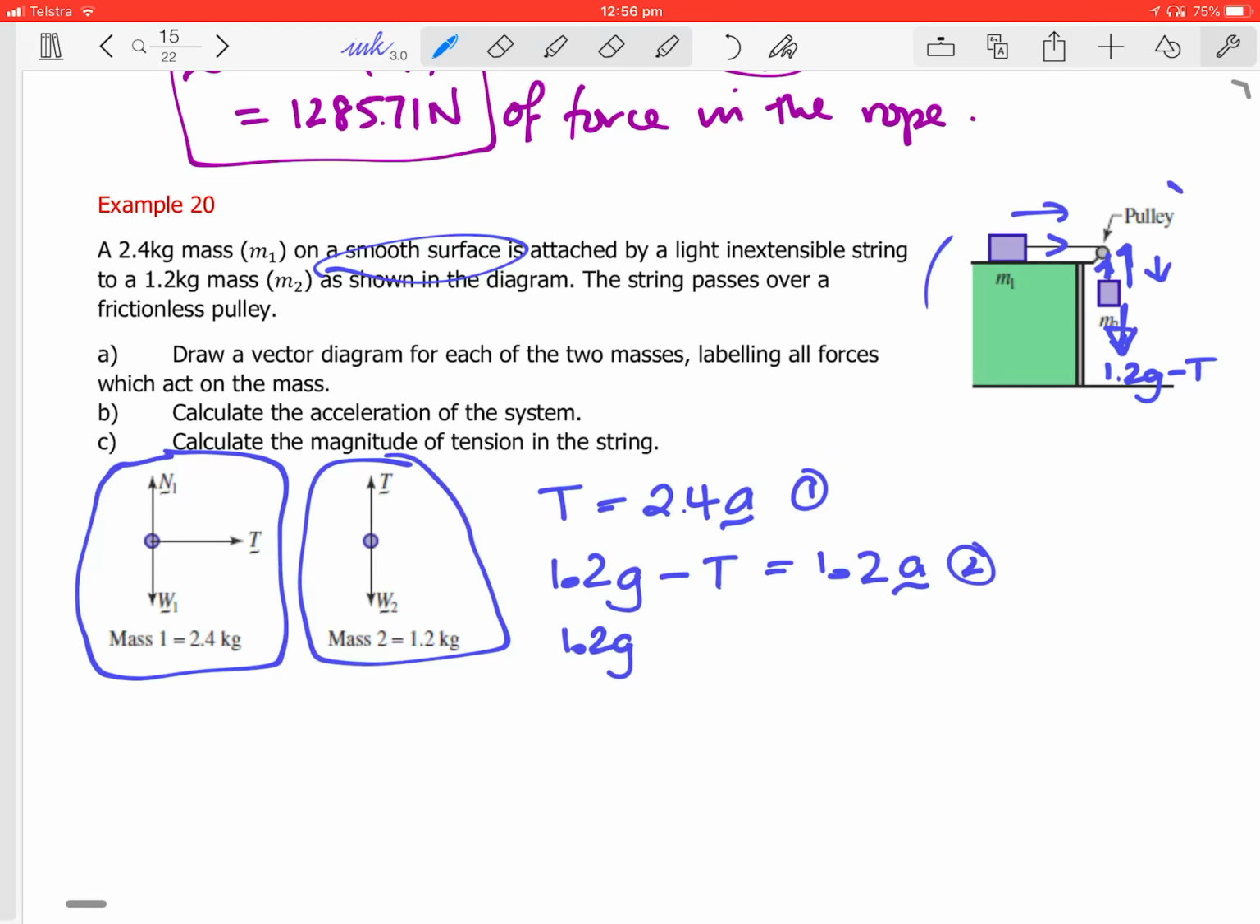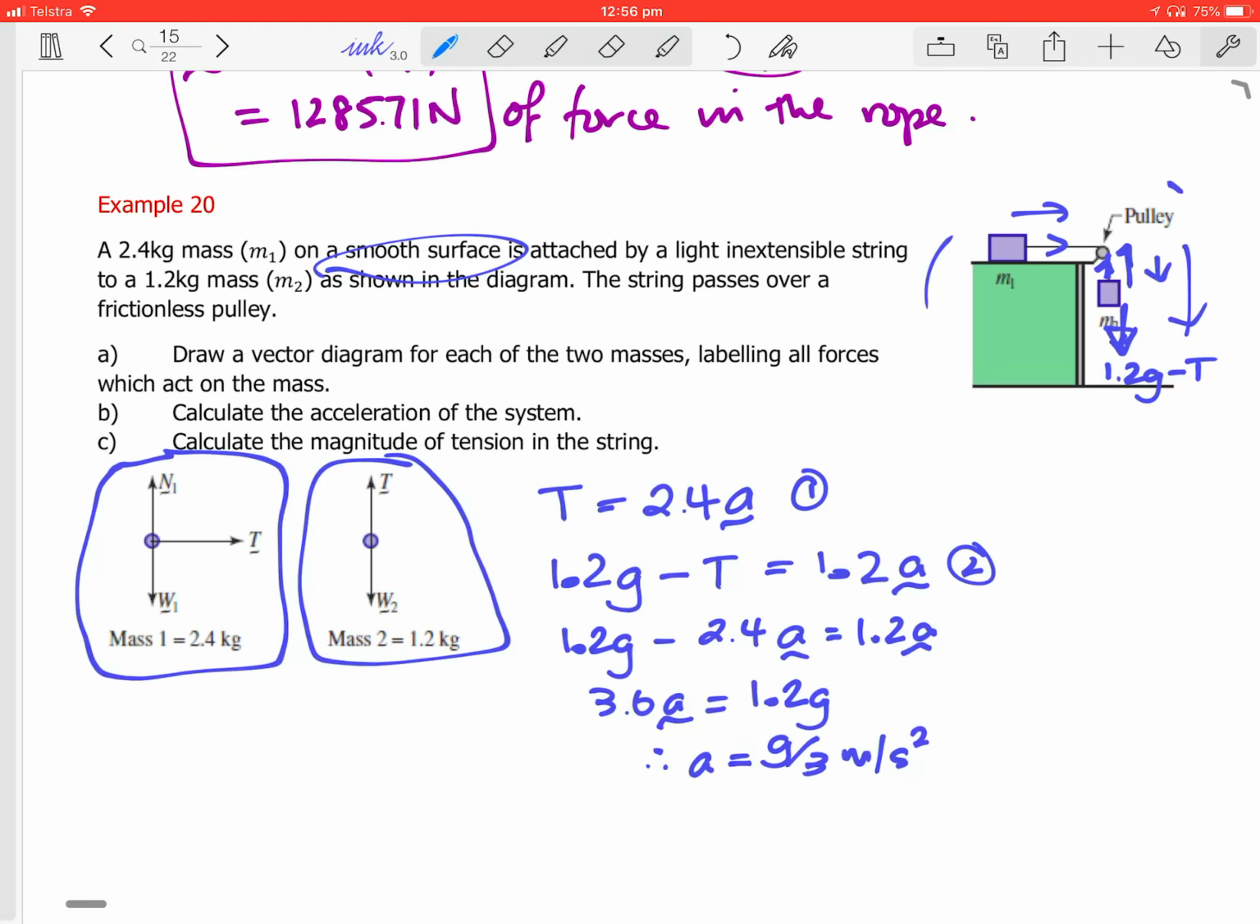Now let's plug that 1 into 2. So you get 1.2g minus 2.4a is equal to 1.2a. So then from there, we can bring our a's to one side. 3.6a is equal to 1.2g. So therefore, a is equal to 1.2 divided by 3.6, which is g on 3 meters per second squared. So it's accelerating down at g on 3. It couldn't be accelerating up because there's no force here to pull it in that direction. Yeah, I don't know what I was thinking just then.